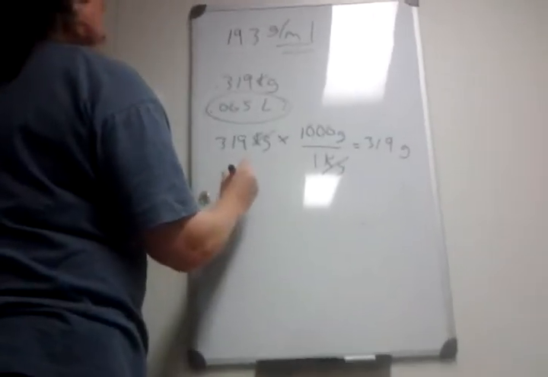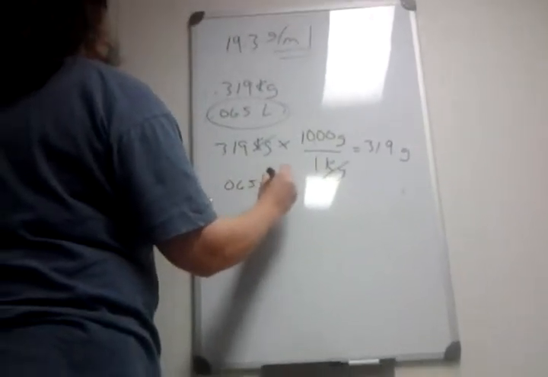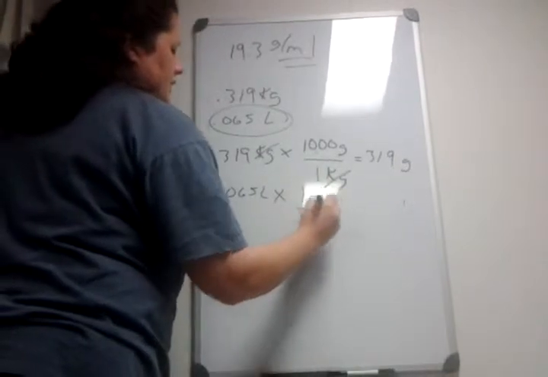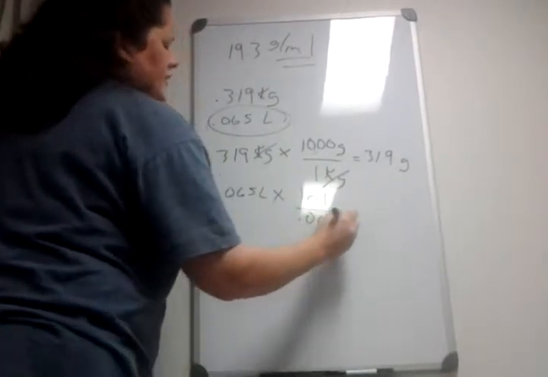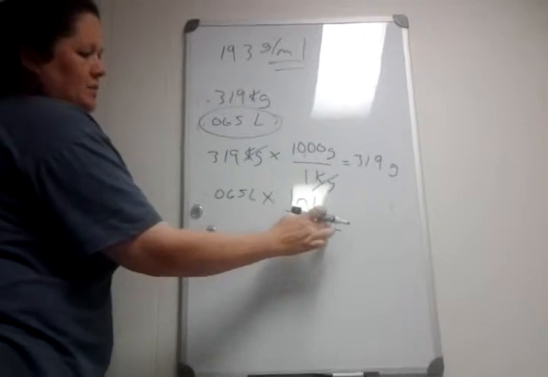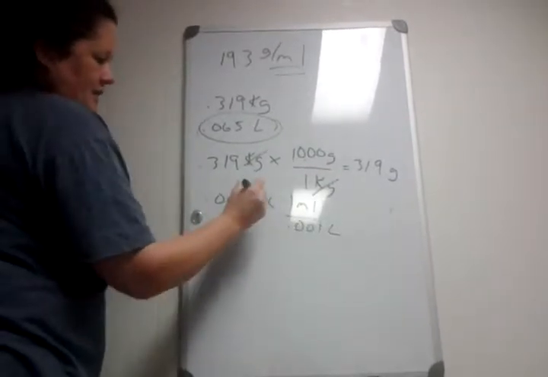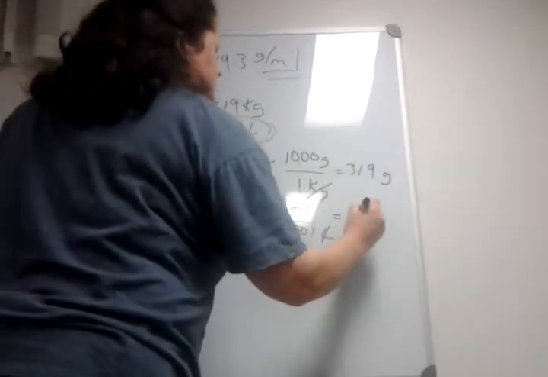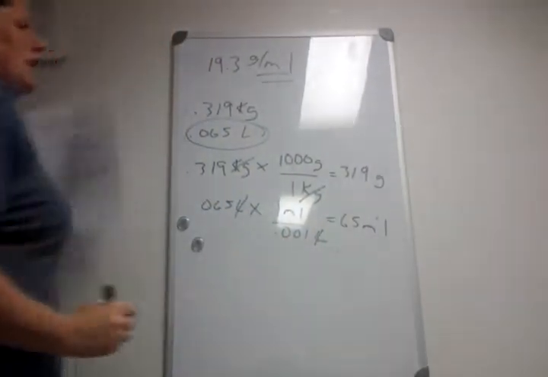Same thing, we want milliliters, not liters. So we have 0.065 liters. Well, using page 7, we know that in 1 milliliter, there's 0.001 liters. This is what we want. This is what we want to cancel out. Does it cancel out? Yes, liters cancels out, and we end up with 65 milliliters.